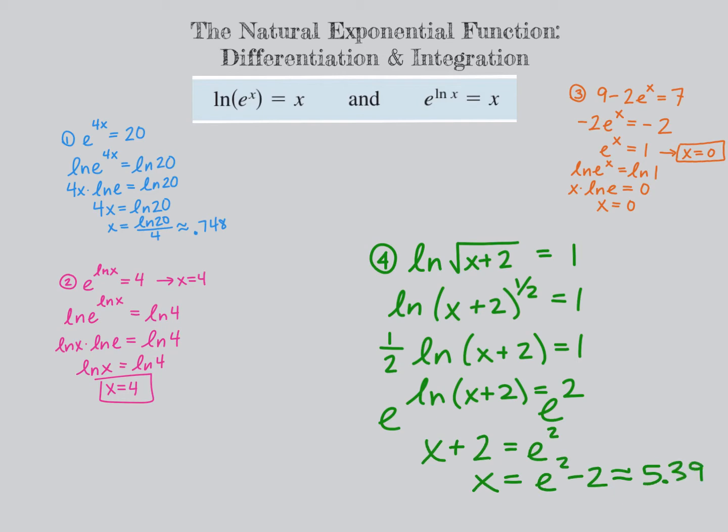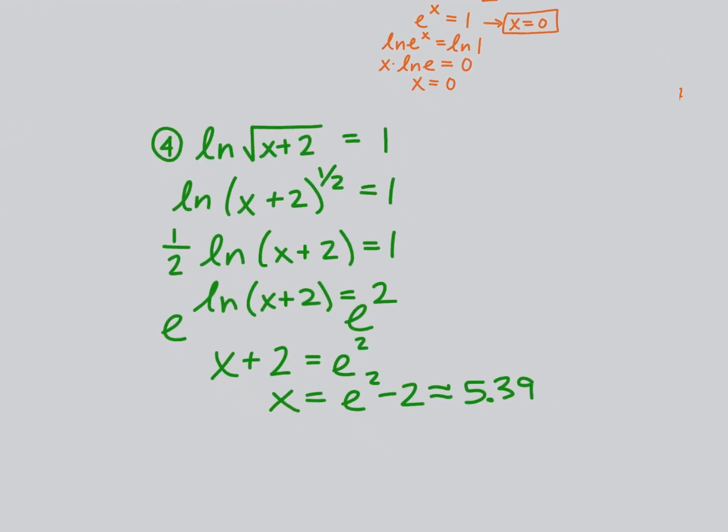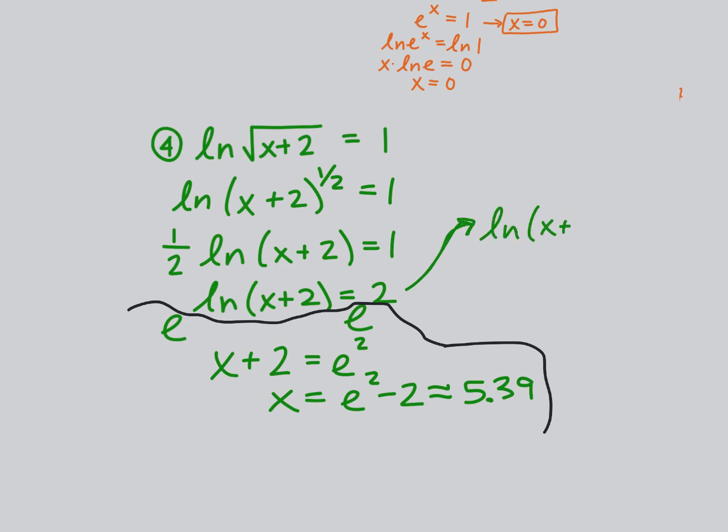5.39. Now, was there another way to solve this problem? Yes, and I always like pointing out multiple ways to look at things. Let's say you did not see that, take e to the both sides, whatever we did there. Let's say we were just at this point and we were unsure of what to do. We were at the natural log of x plus 2 equals 2.